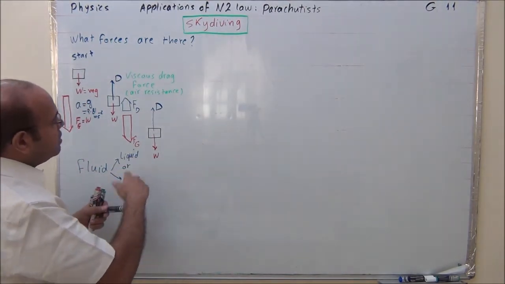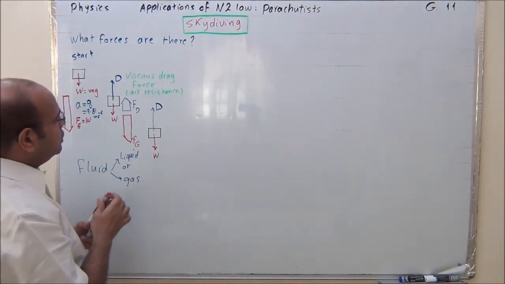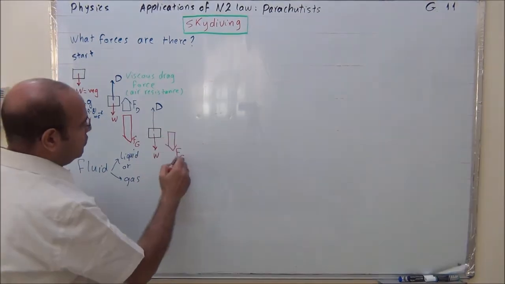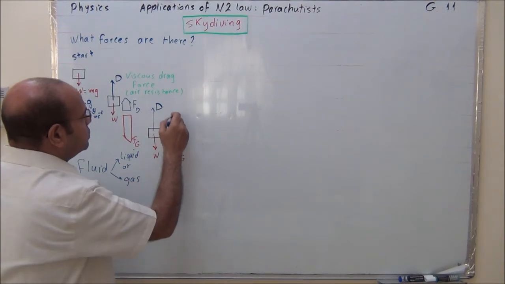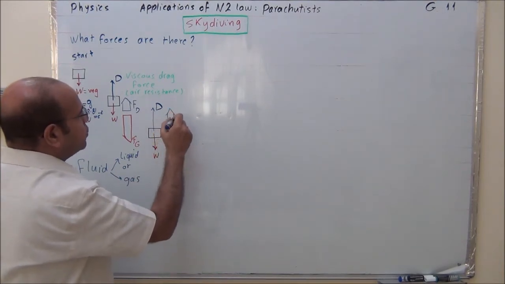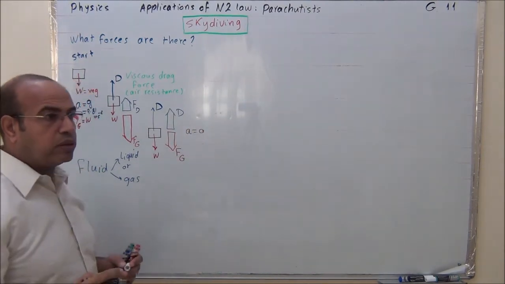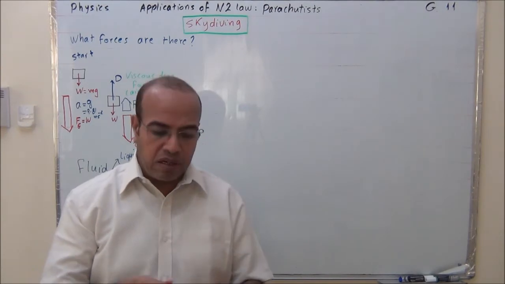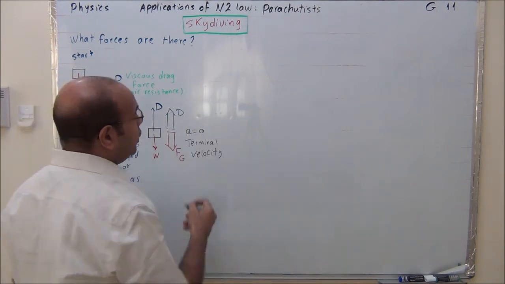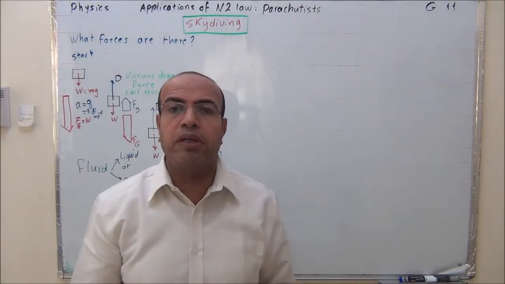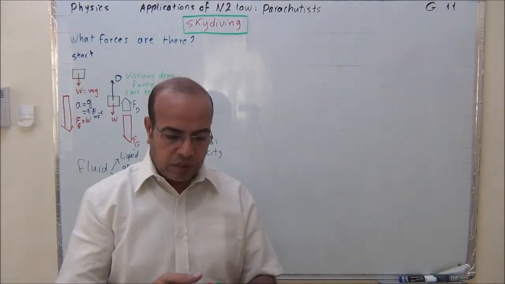In this moment, Fg equals Fd. The weight equals the drag. So the two forces are equal. Fg equals the viscous drag force. In this one, the acceleration is equal to 0, and it moves with terminal velocity. So in this part, we have terminal velocity. What do we mean by terminal velocity? It means constant velocity. What about Newton's second law?